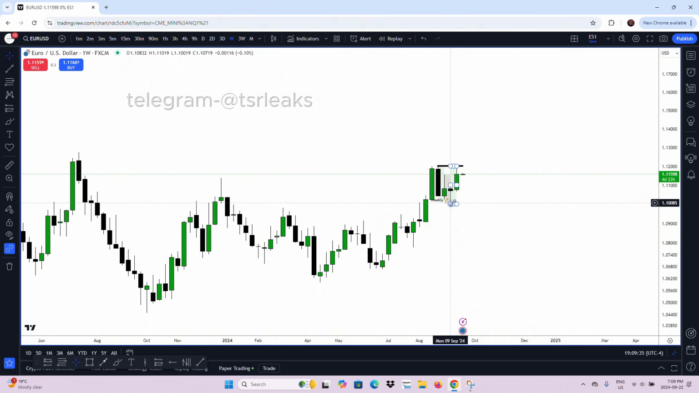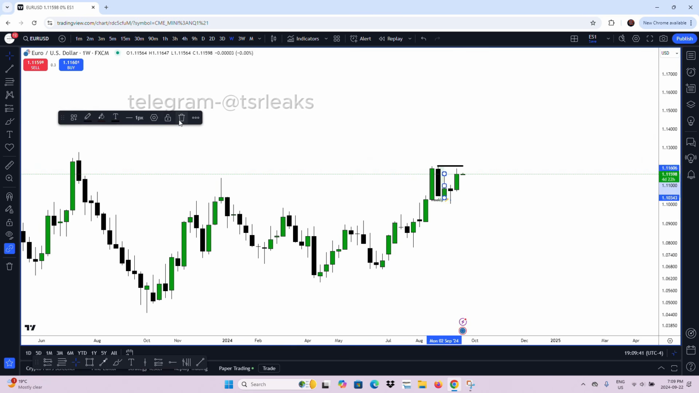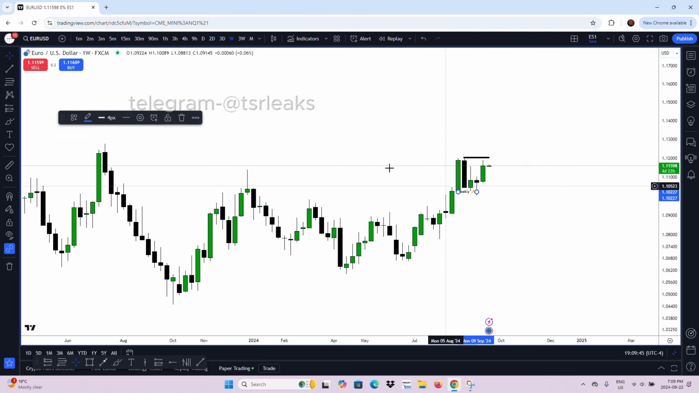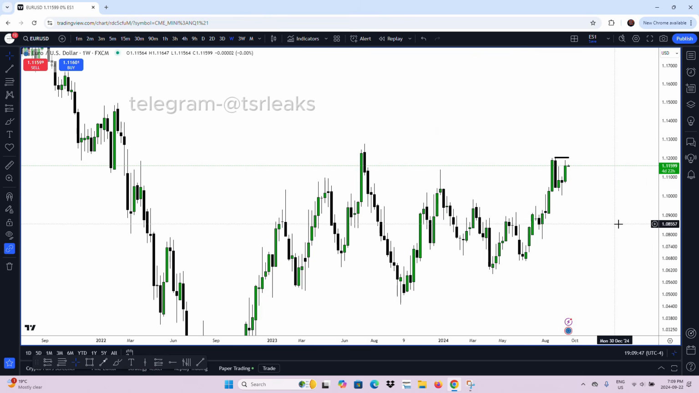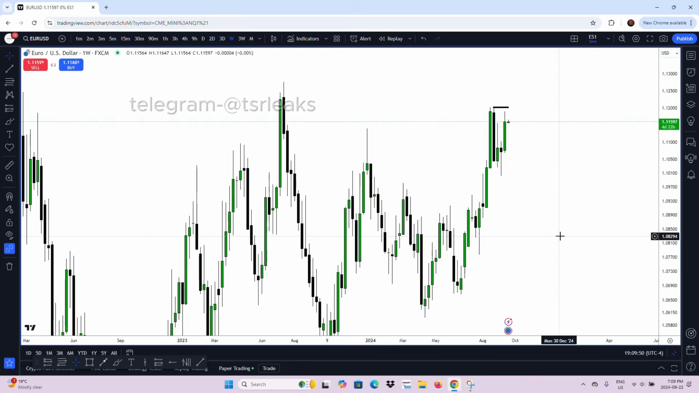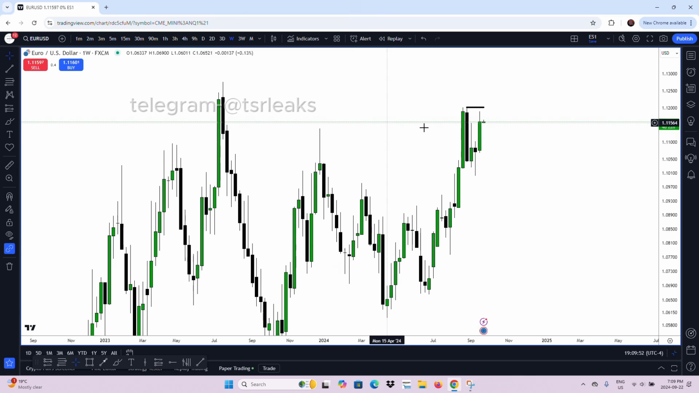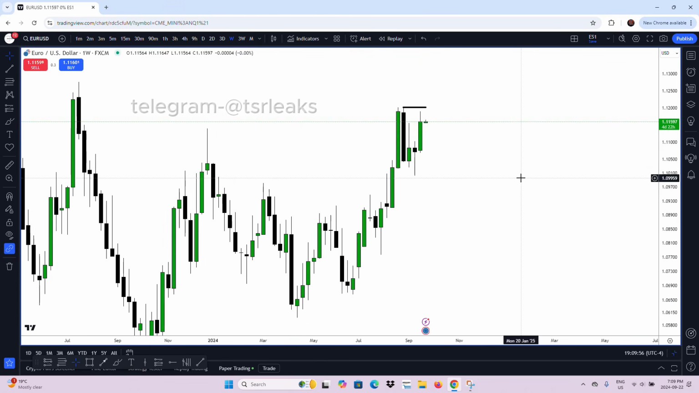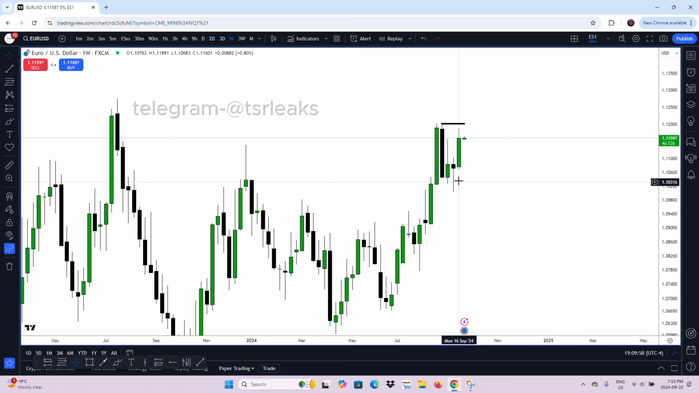we can see, let's just remove these drawings here. On the weekly time frame, you can see price is expanding upwards. We broke above this high, closed above it. We did not close below this candle. No change in state of delivery. We are still bullish. Why are we bullish?